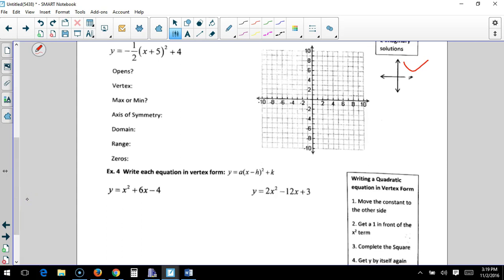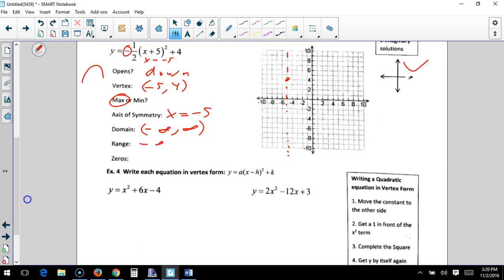Let's look at this one. Y equals -1/2. Well, the negative tells you it's going to open down. The vertex, remember this is x minus -5. So it's -5, 4. If it's going to be opening down, that's a maximum. The axis of symmetry is at -5. Right there. The vertex is at -5, 4. The domain, negative infinity and positive infinity. You know that. The range, how low does it go? Negative infinity. How high does it go? 4, inclusive. Remember, this tells you the range right there.